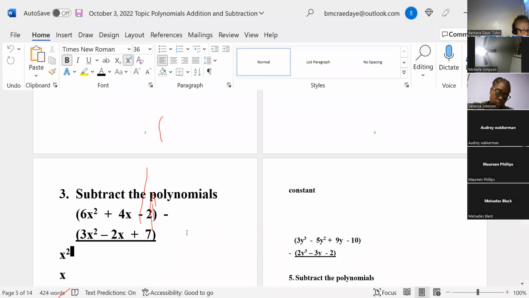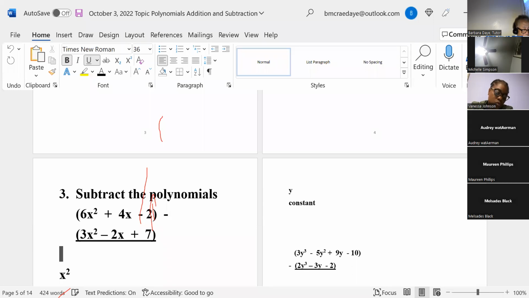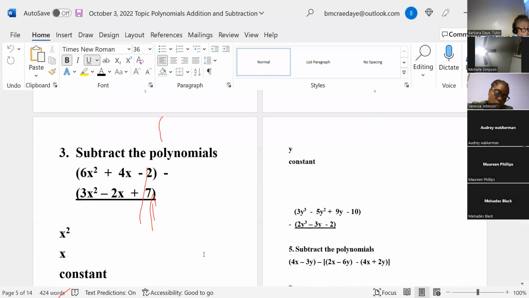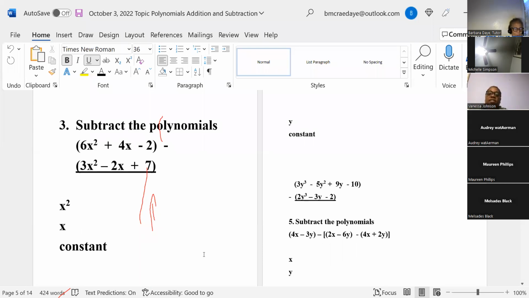Does anybody want to give me the answer? Still writing it off, miss. Oh, okay. Yes, that's it. Oh, you want it in constants. Okay, you want the breakdown. Vanessa, you want to give me the answer? Yes, I can. 9x squared plus 2x. This is a subtraction.